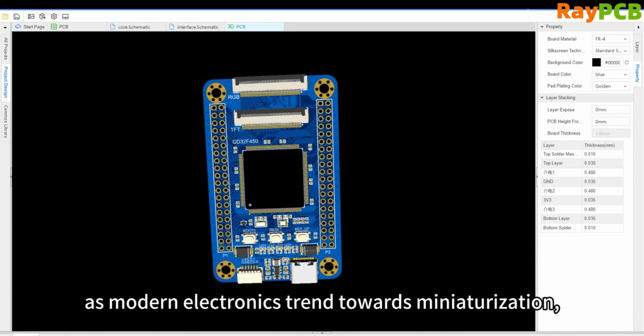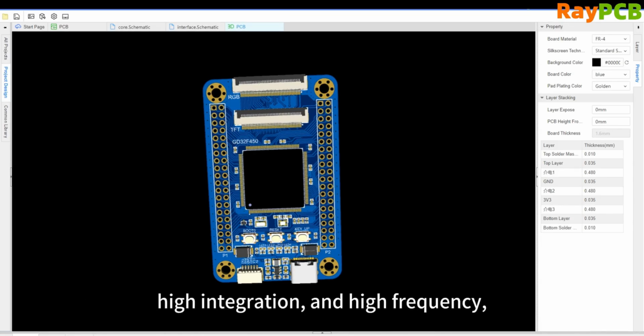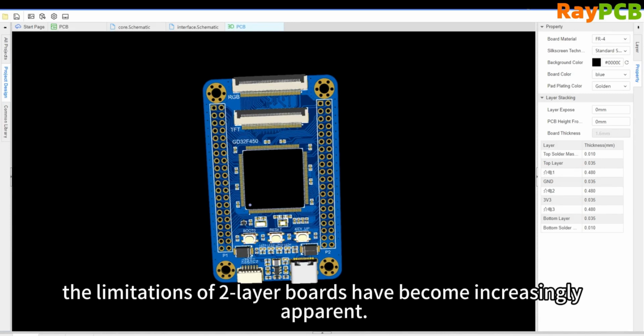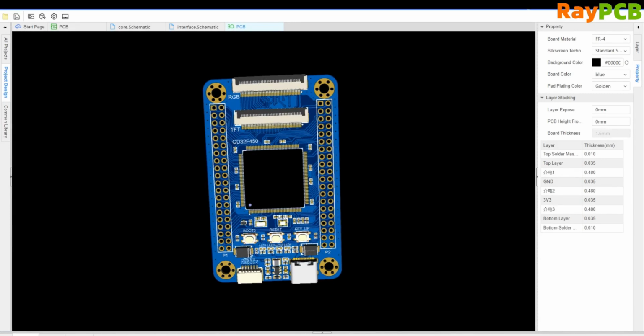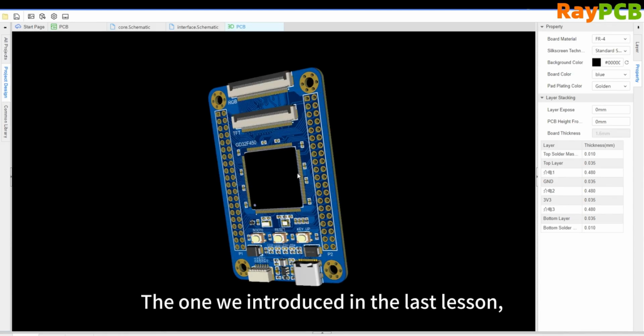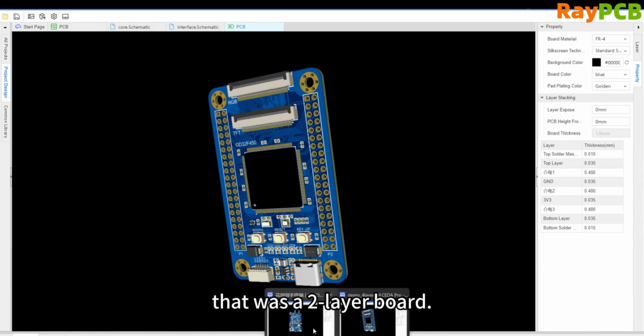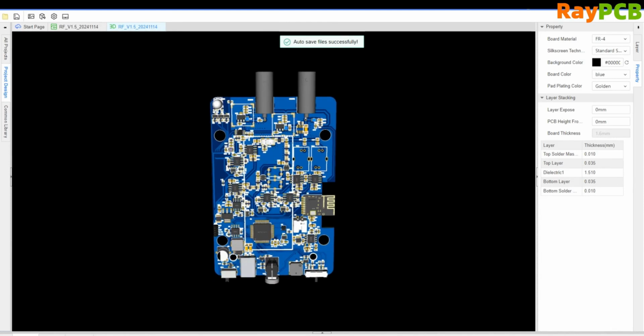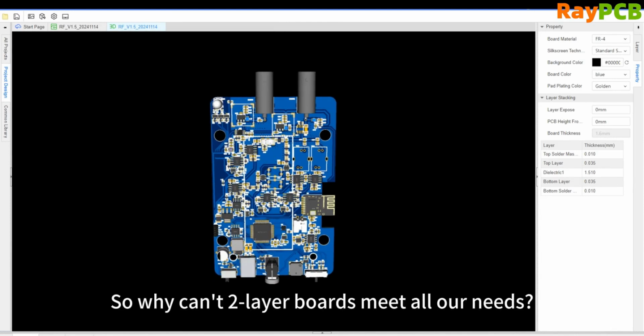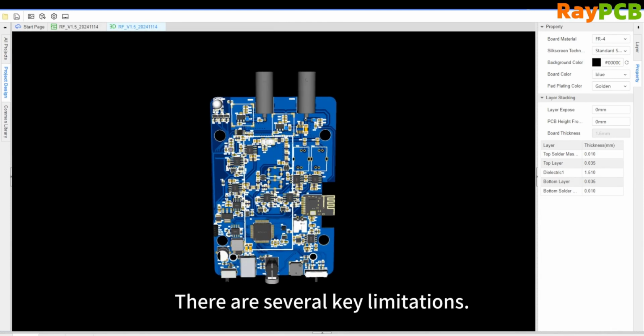However, as modern electronic products move towards miniaturization, higher integration, and higher frequencies, the limitations of double-layer boards have become increasingly apparent. This is a four-layer board, while the one we introduced in the previous lesson is a double-layer board. Why can't double-layer boards meet all requirements? There are several core limitations.